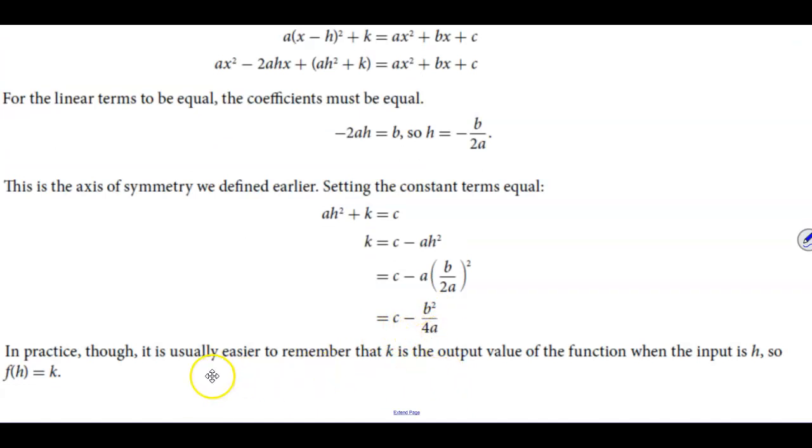So in practice though, it is usually easier to remember that k is the output value of the function when the input is h. So f of h is equal to k.